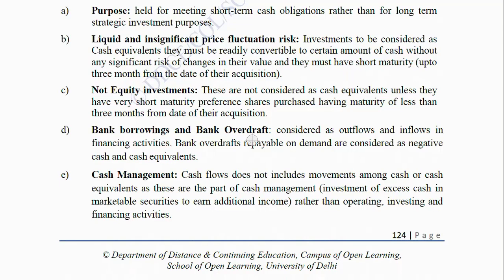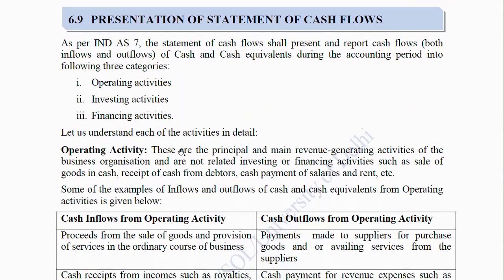Bank borrowings and bank overdraft. Bank borrowings are considered as outflow and inflows in financing activities, while bank overdraft repayable on demand is considered as negative cash and cash equivalents. Cash management. Cash flows do not include movement among cash or cash equivalents as these are part of cash management, that is, investment of excess cash in marketable securities to earn additional income rather than operating, investing and financing activities.